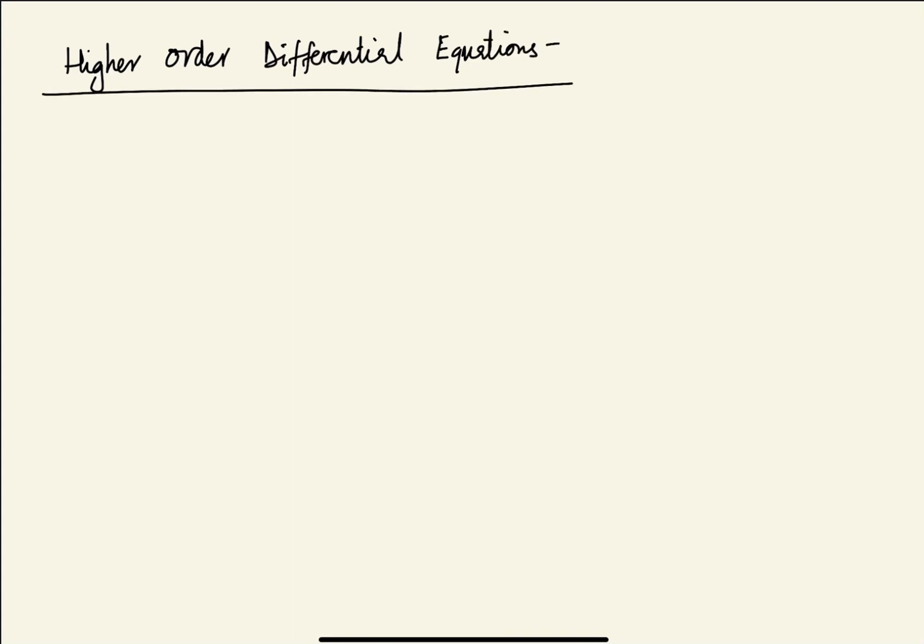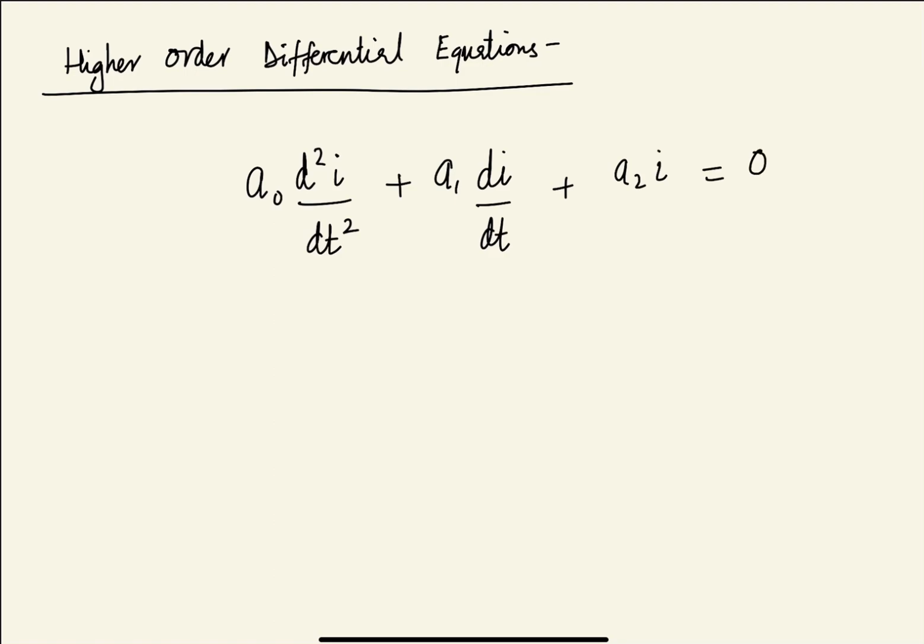So these equations are usually of the following form: some constant a0 d square I by dt square plus a1 di by dt plus a2 I equals 0. So this is a second order differential equation.